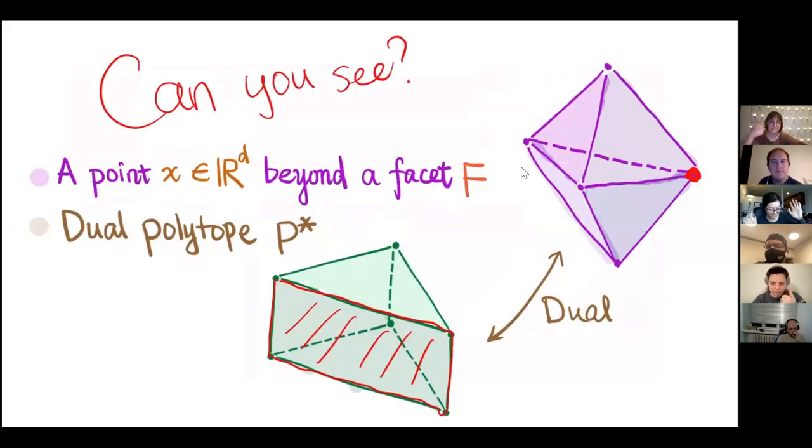Yes, we can. Okay, so we look at this facet of the green polytope, and it's corresponding to this vertex of the purple one. In particular, you can see that the facet in the green polytope contains 4 edges, and the vertex in the purple one is contained in 4 edges.